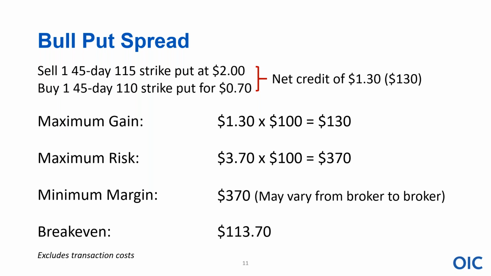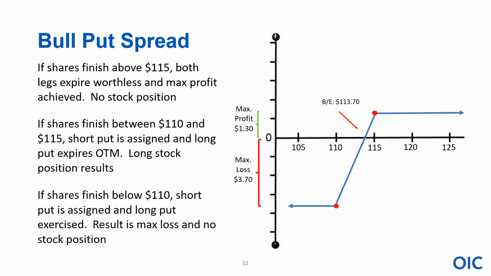That means we'd be purchasing shares at $115, and we would now see shares sitting at 113.70. That's a $1.30 loss, and that would equate to what we received up front. On the P&L graph, we'll walk through this and then make some interesting comparisons. Above 115, that's our sweet spot. Everything expires worthless, and we keep our max profit. Under 110, max loss, and in between the two, our break-even point of 113.70.